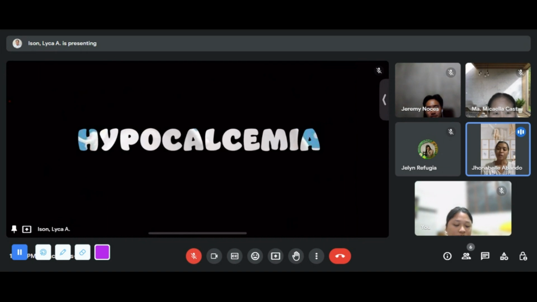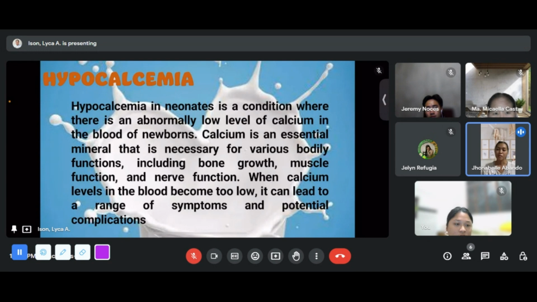So, hypocalcemia occurs when the level of calcium in the blood is low. Hypocalcemia in neonates is a condition where there is an abnormally low level of calcium in the blood of newborns. When calcium levels in the blood become too low, it can lead to a range of symptoms and potential complications.